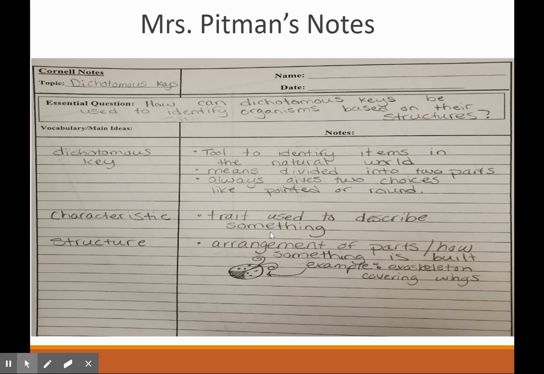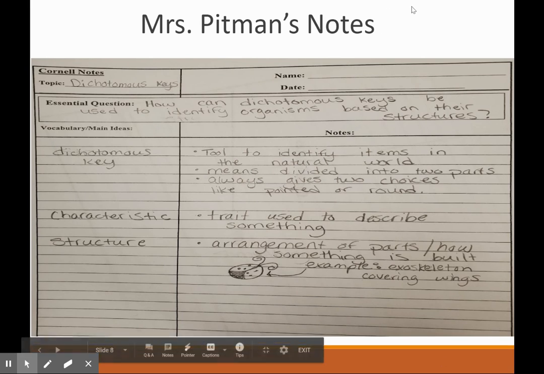So look at your notes, look at my notes, decide if you're missing something. Okay? Again, your notes do not have to match mine perfectly. You do have to have notes. You should have all of the vocabulary listed. But what you write down is up to you.